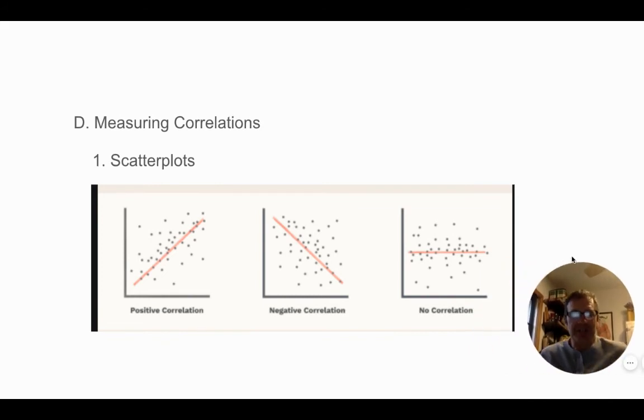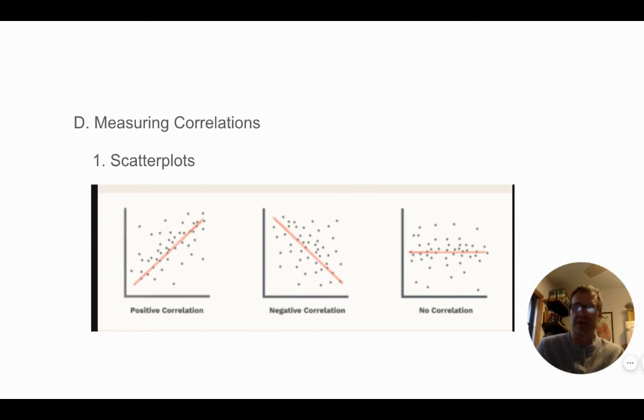Okay. When we talk about measuring correlations, we measure them two ways. We measure correlations by scatter plots, and you can see that a positive correlation goes up from left to right. A negative correlation goes down from left to right, and no correlation has no pattern to it whatsoever, right? Also notice that the scatter plot is not a direct relationship. You're not going to have a direct line, for example.